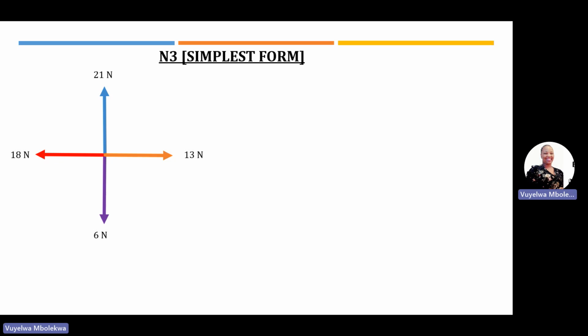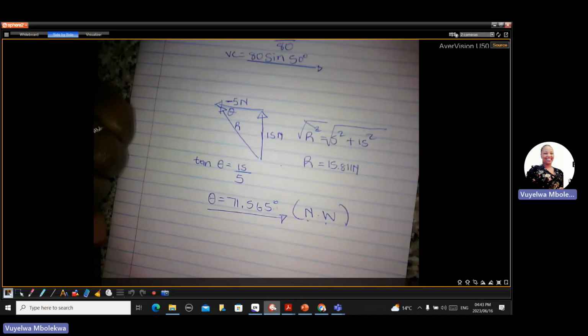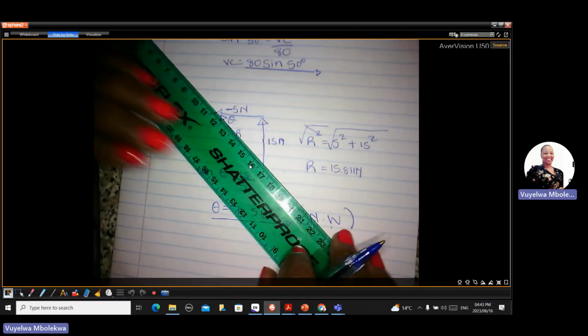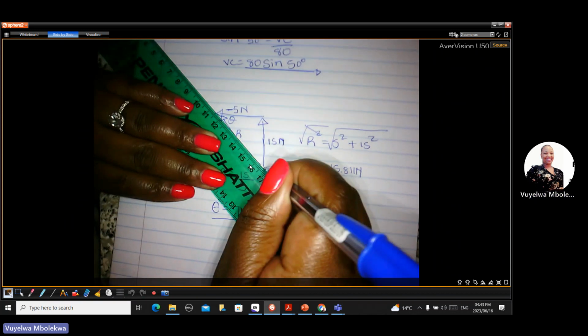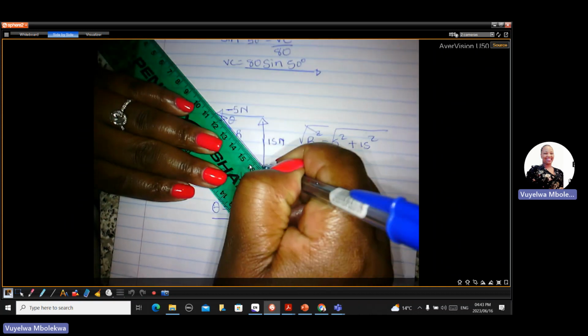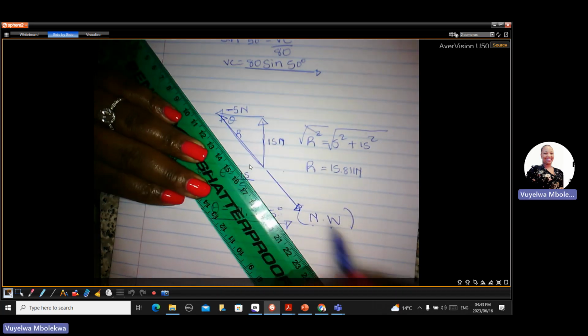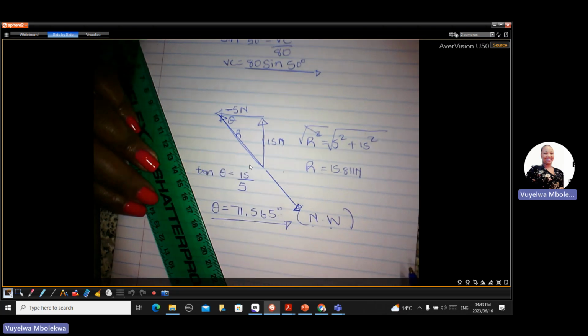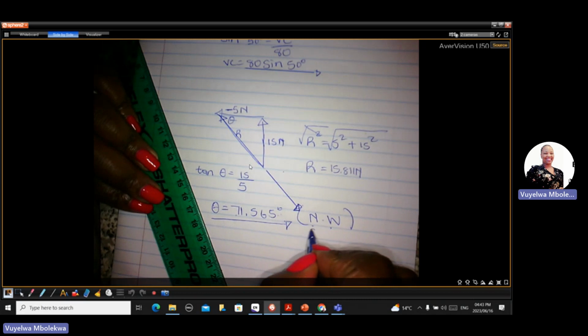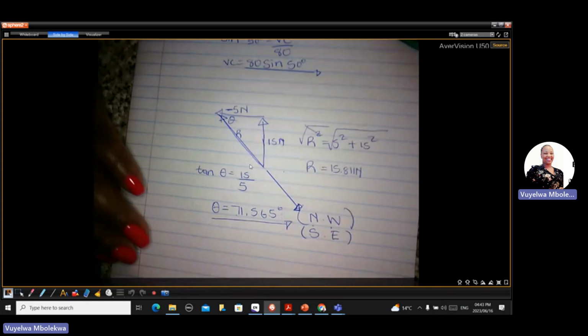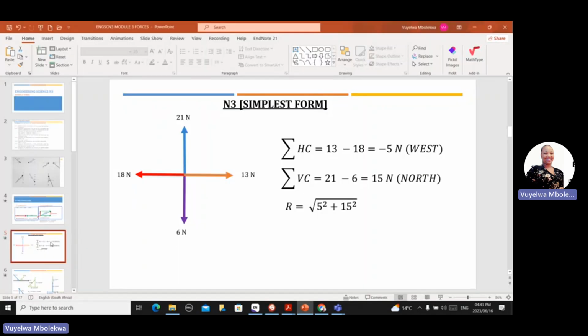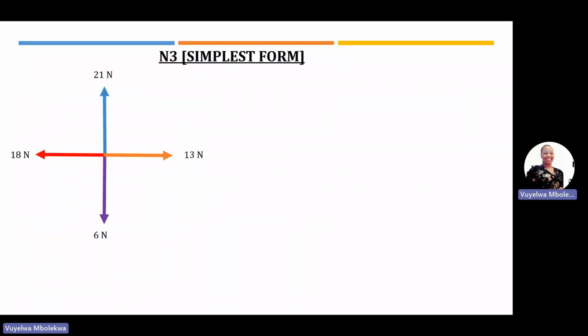Then your equilibrant is the same magnitude, it just acts in the opposite direction. What do I mean by that? If this is your resultant, it means your equilibrant is here. Okay, so your equilibrant is here. So it's the direct opposite. So if you use the same angle, then you will say southeast for your equilibrant. It's going to be the direct opposite. Okay, so let's continue. Let's look at a more complex one.